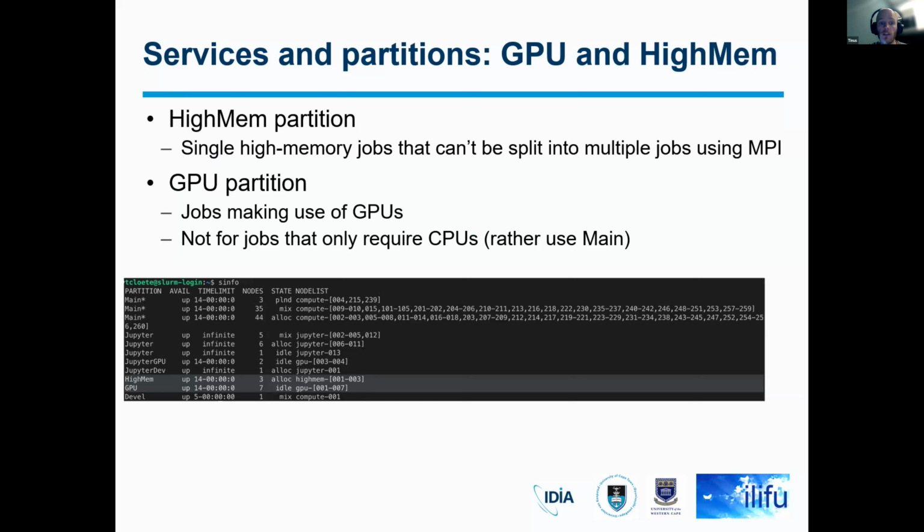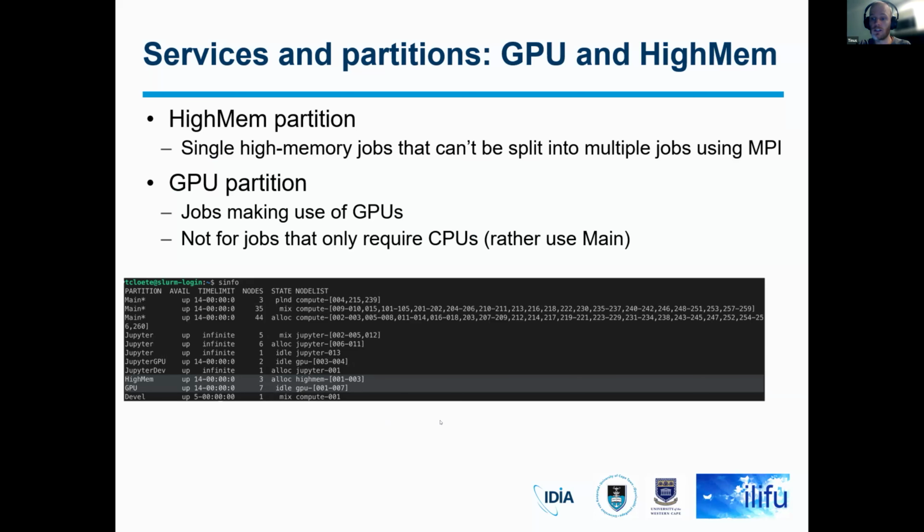Finally, we have the high memory and the GPU partitions. So the high memory partition is really for jobs that can't be split up easily into multiple jobs, and that make use of a lot of memory. The largest node on the cluster, I think, has 1.5 terabytes of memory. You can actually see it here. It's high memory 001. Oh, so high memory 003, I think actually.